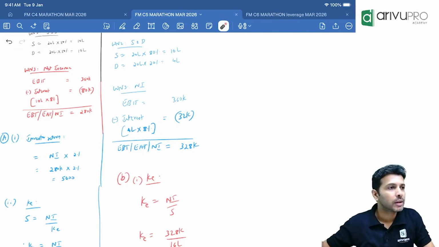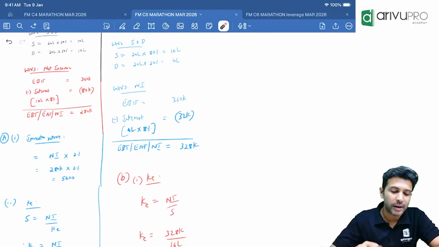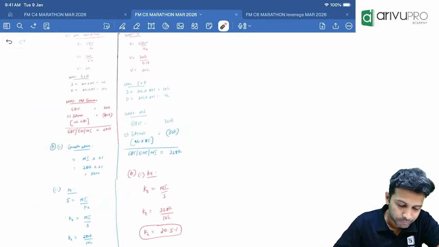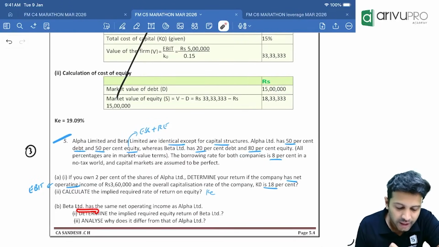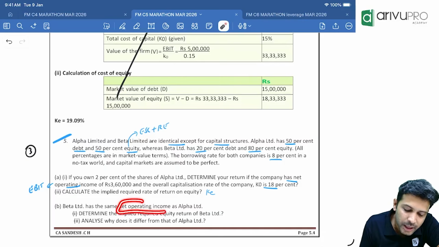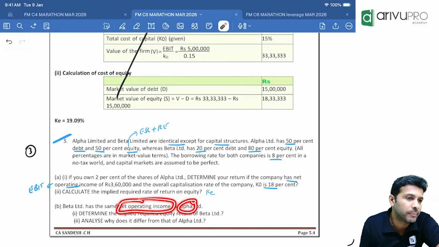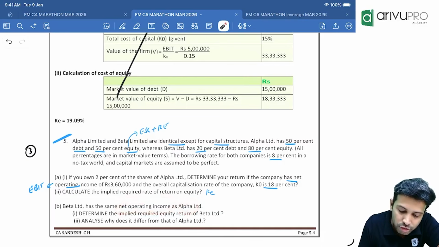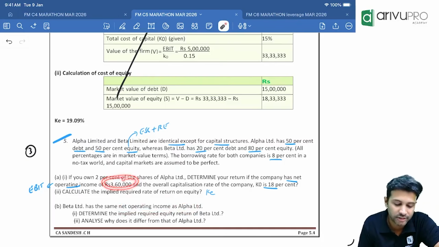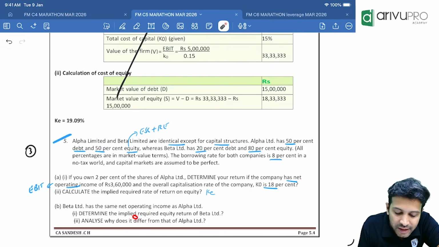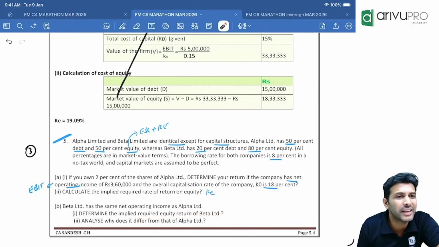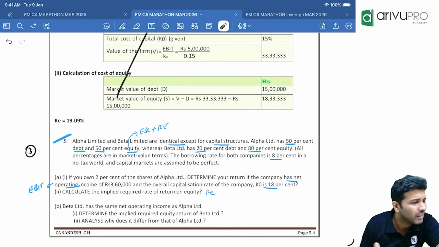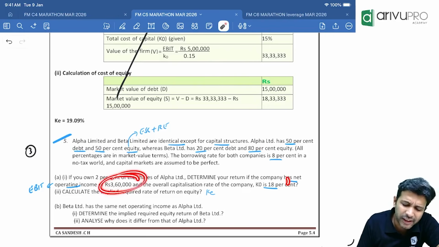Sorted, and now we'll have to do probably the same. Can we go for B, the other one now? This was Alpha. Now they check the same question for Beta. Beta has the same net operating income as Alpha, so EBIT is also the same: 3,60,000. Determine the implied required return on Beta Limited. Implied equity return means they're asking us to find the cost of equity. Beta also has the same operating income, same KO.